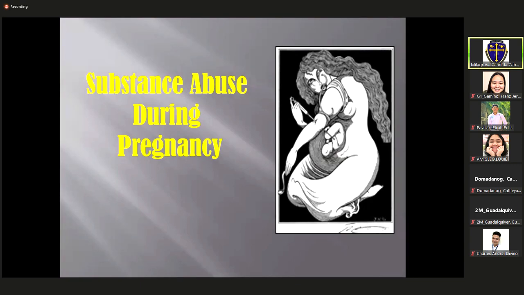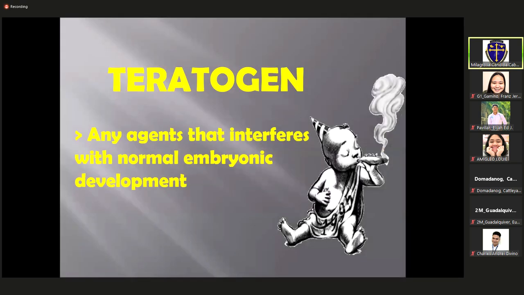Okay. Substance abuse kasi yan, guys, ang next talaga. Alright. So, we go now to, okay, substance abuse is considered, ang mga substances, teratogen. So, what is teratogen? These are any agents that interfere with normal embryonic development. It can alter the embryonic process, lalo na pag you are using a teratogen on your first trimester of pregnancy.